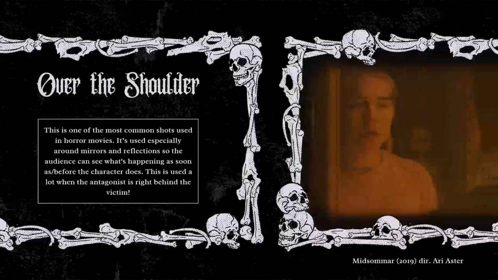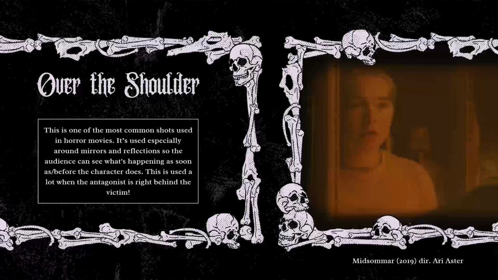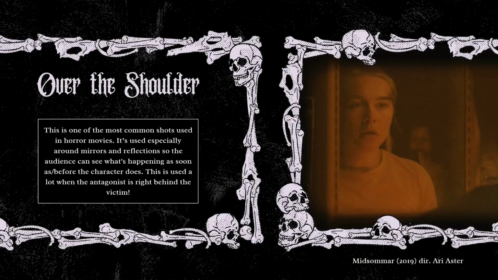And then the last shot that I want to talk about in this video is the over-the-shoulder shot. This is one of the most common shots used in horror movies. It's used especially around mirrors and reflections, just like in the example here that I have from Midsommar. It's so that the audience can see what's happening as soon as or before the character does. It's used a lot when the antagonist is right behind the victim, the subject of the movie.